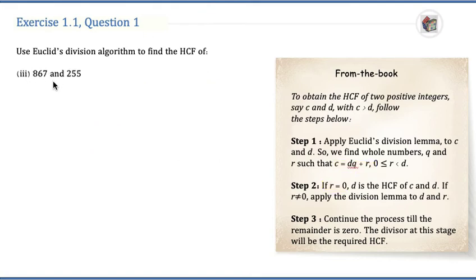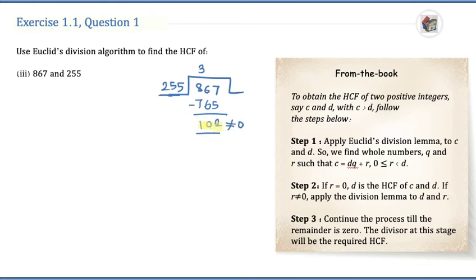Here's part 3. The numbers are 867 and 255. You know the drill now. You have to divide the bigger number by the smaller number. Yet again, pause the video, do the division, and then see it again. You'll see my division done by then. Alright, so here is division stage 1. I hope you have the same and didn't make any calculation errors. So you see the remainder at this stage is 102, which is not equal to 0.